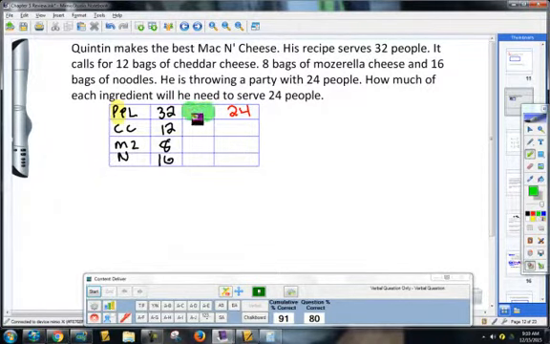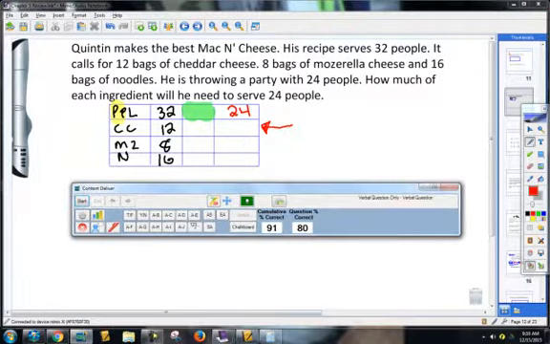Okay? When you get done, listen, I want you to put that into your clicker. Okay, that's the one I want you to put in your clicker. But fill in the whole table. Cheddar cheese. Yeah, cheddar cheese.